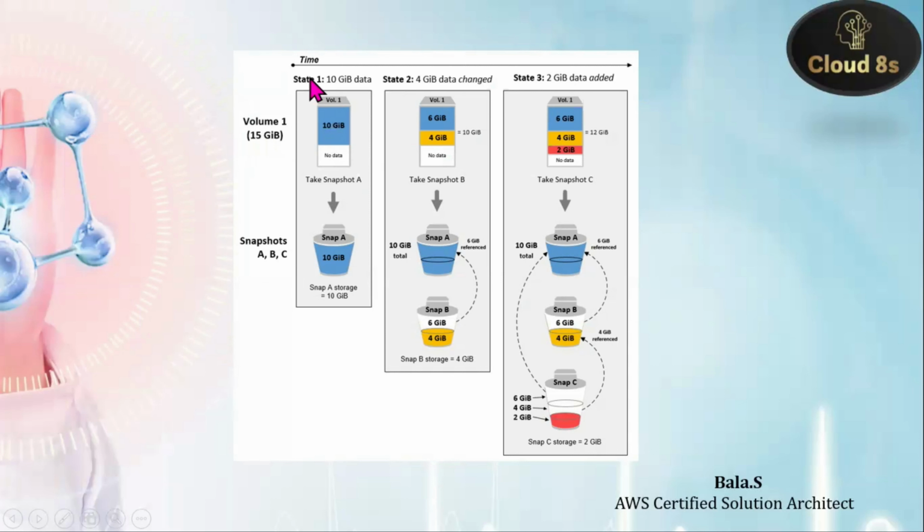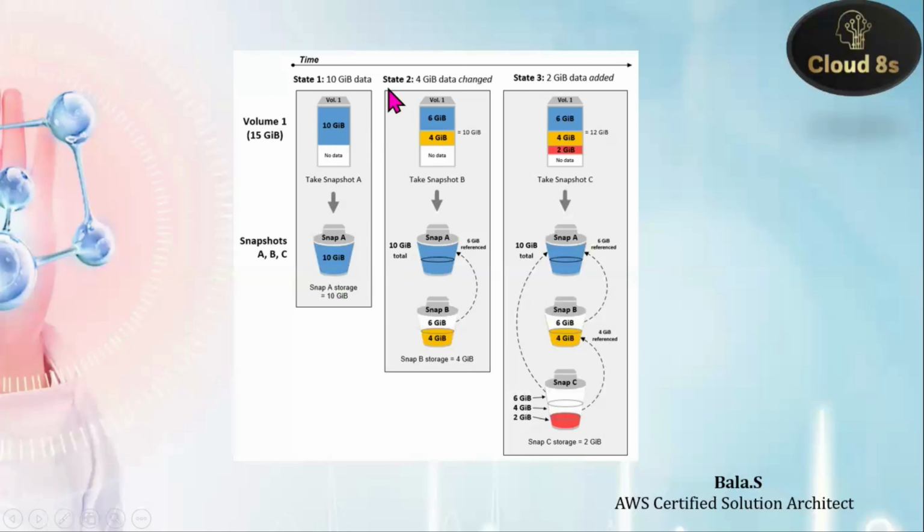In state one, what I'm going to do is take a snapshot of the volume. I have just taken a volume snapshot. What will happen? It will not take the entire volume size. It will only take whatever data is available on the EBS volume. So in the snapshot, I get only 10 GB of data inside the snap. You can see the snapshot will have 10 GB of data, not the full volume size.